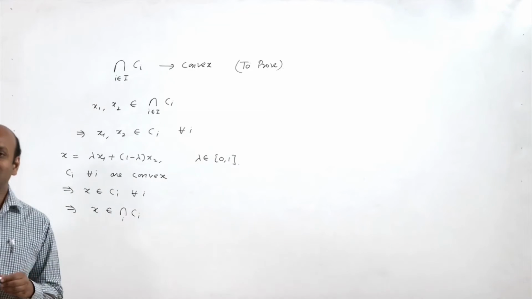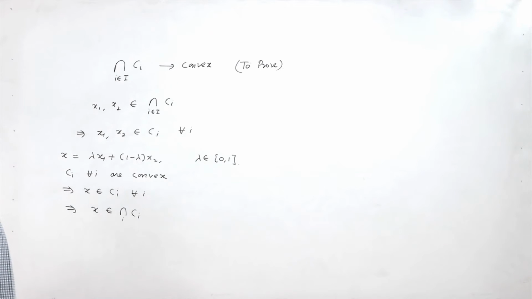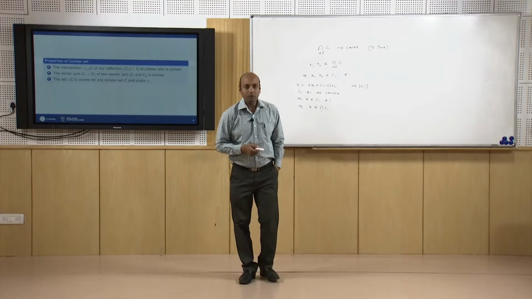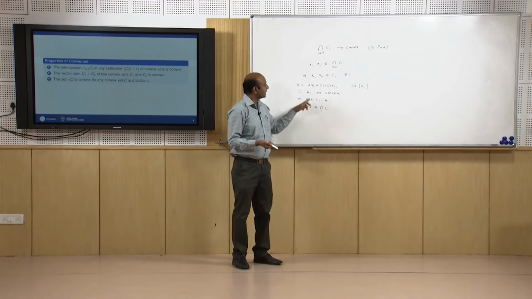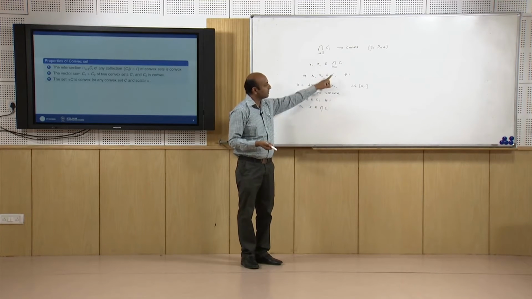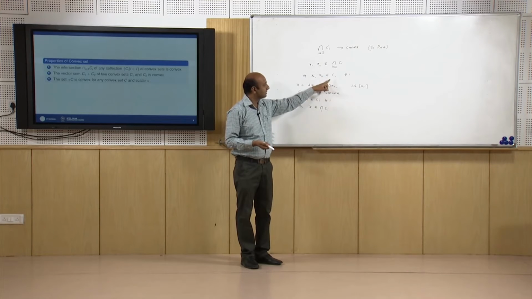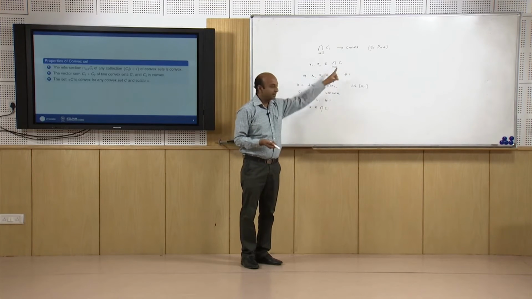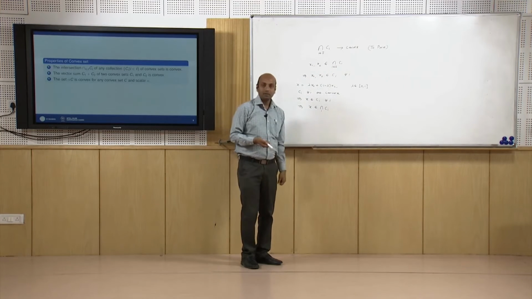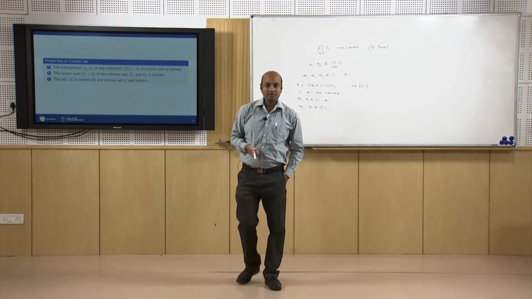So, that means the intersection of the Ci is a convex set, because what we have shown is that the convex linear combination of any 2 arbitrary points in the set is in the set. So, that means the set is convex.